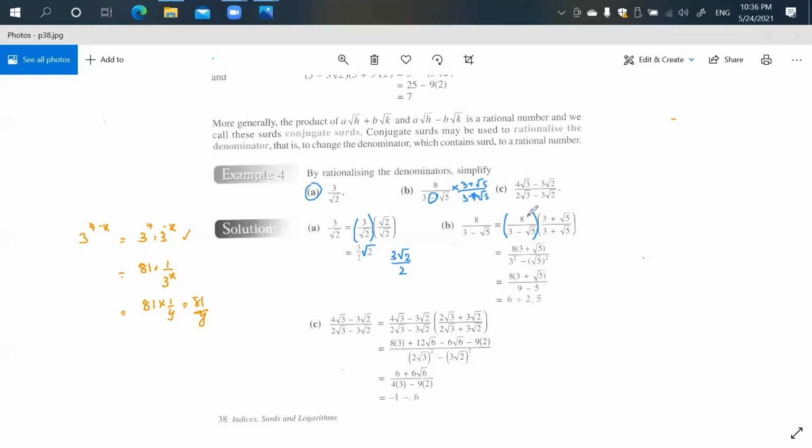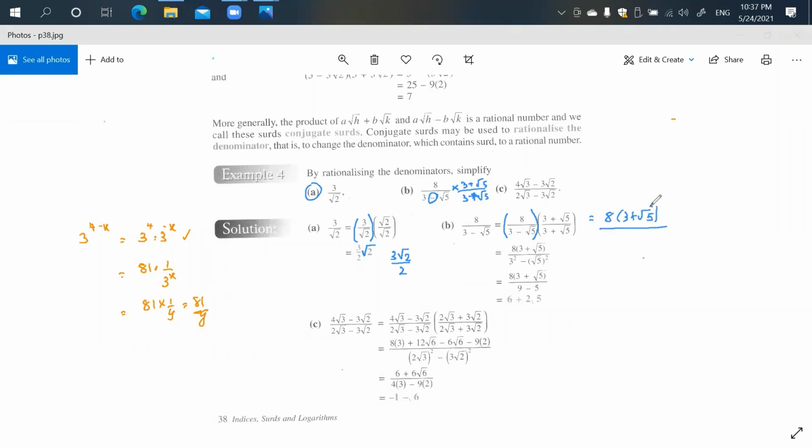Then top one, right? Numerator 8 times this bracket. So you can type it out right away. So 8 times 3 become 24. Should we times it? It's okay, I think, or leave it that way because we may not need to get the common factor again. So we leave this one 8 times 3 plus square root 5.